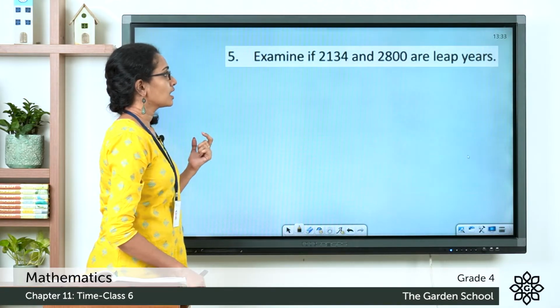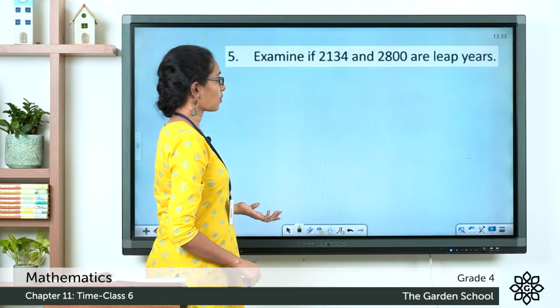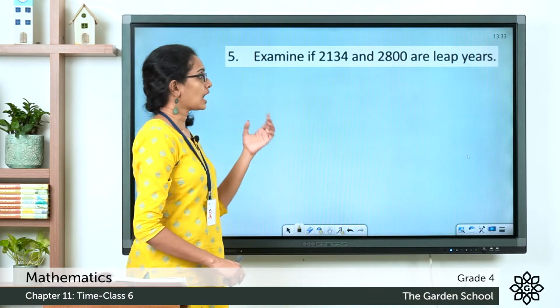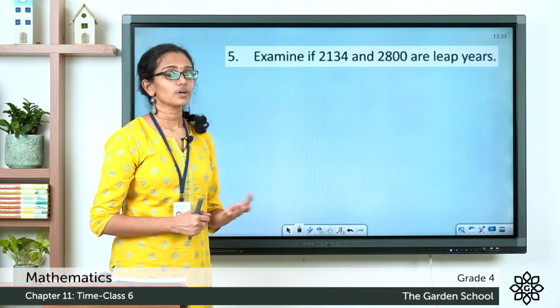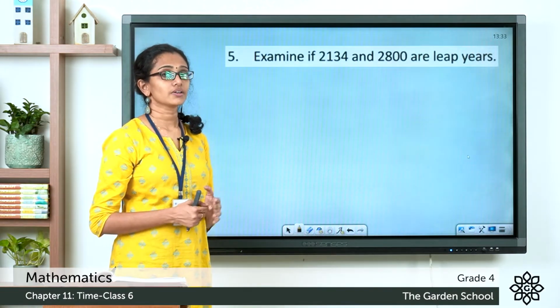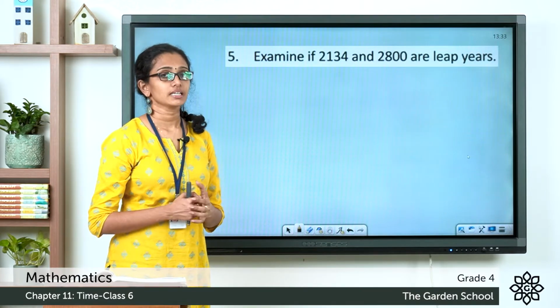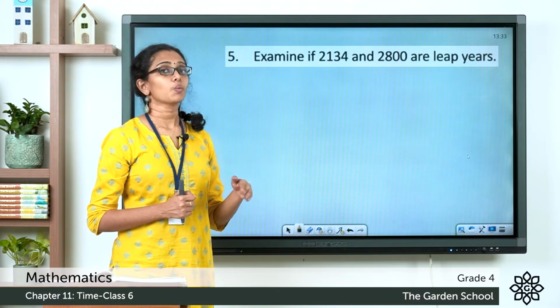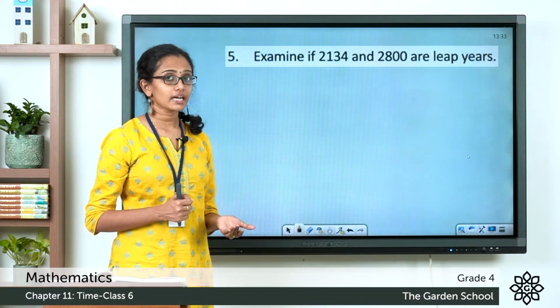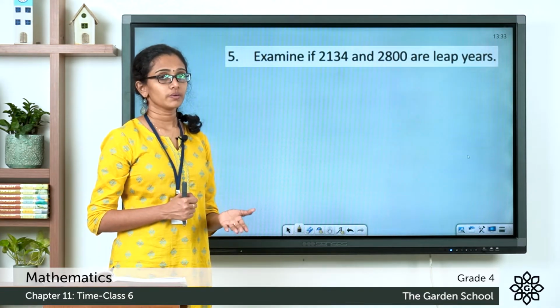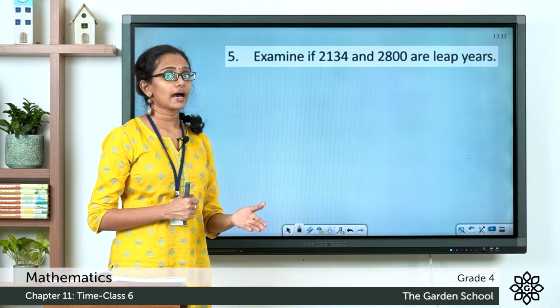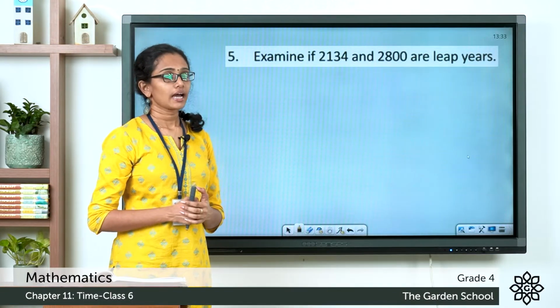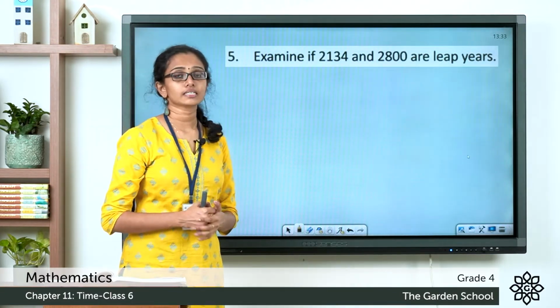Examine if 2134 and 2800 are leap years. So what is a leap year? A leap year has got 366 days. That is, once in every 4 years we get 1 day extra, and that one extra day is added to the month of February. So that year February will have 29 days. And how do we check if a given year is a leap year?